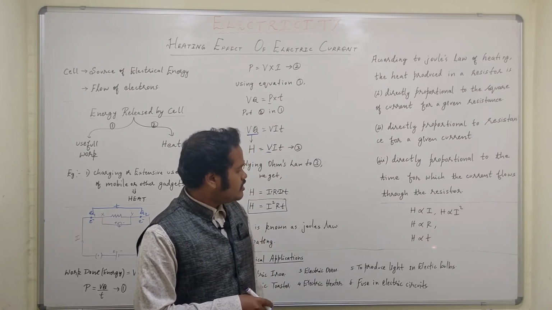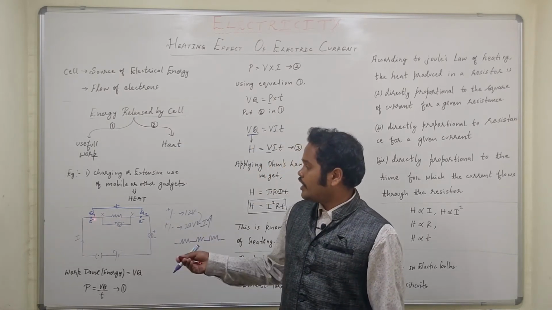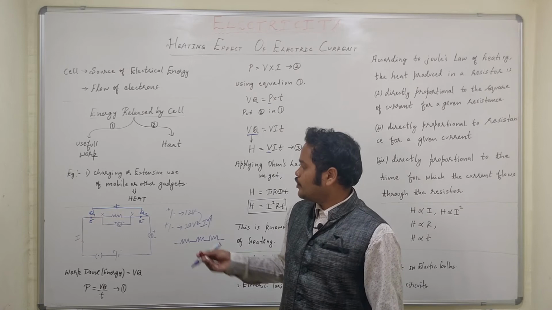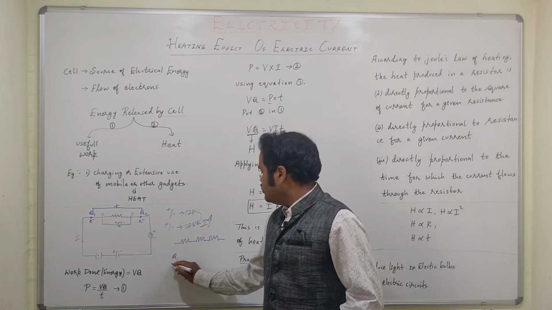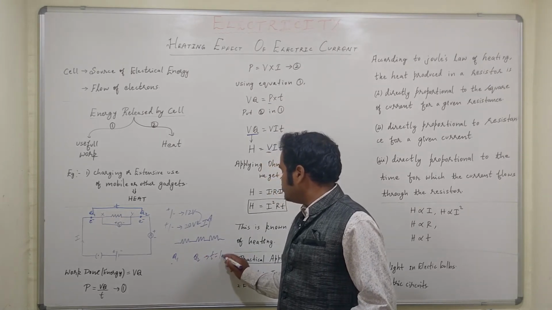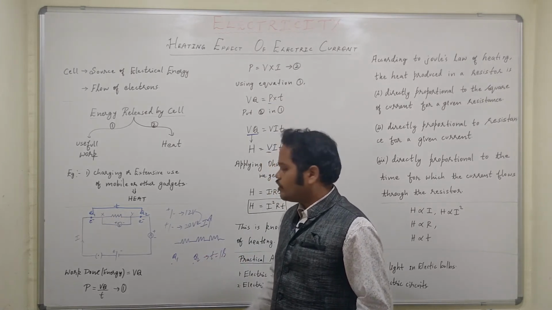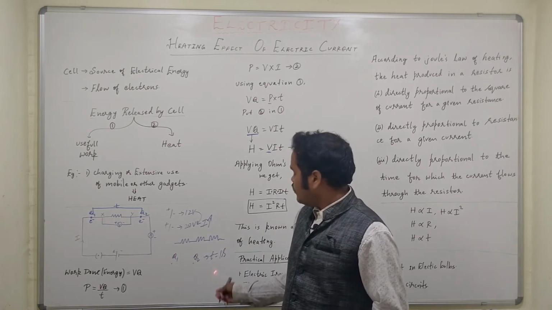Now heat produced is directly proportional to the time taken. So what is T? The amount of time to move from Q1 to Q2. So if Q1 is here and Q2 is here, and we take only 1 second to move from Q1 to Q2, the time taken is 1 second.